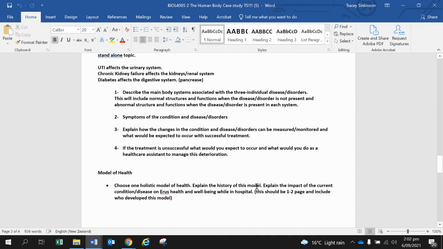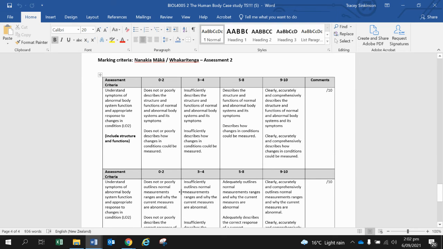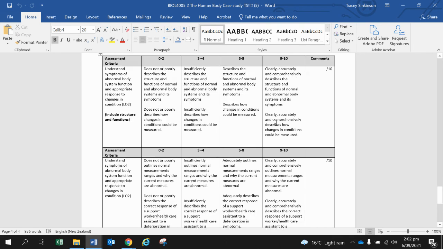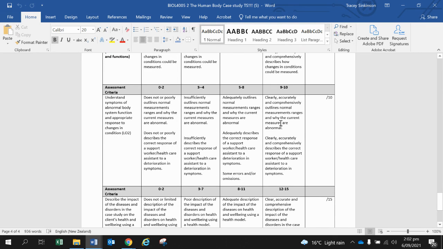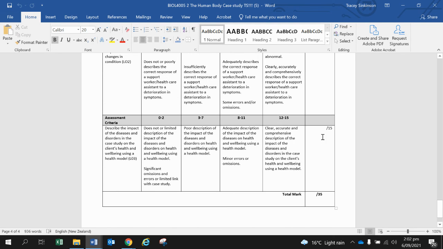Remember to call or to text. Look at the rubric. So to get a really good understanding, comprehensively describe the structure and functions of normal and then abnormal when this disease is present, and then how the changes in the condition, just exactly the wordings we've got on the headings. Here then are the ranges of why the current measures are abnormal and what you are going to do about it. There are 15 points here though for Te Whare Tapa Whā and the impact of him being in hospital on his well-being.